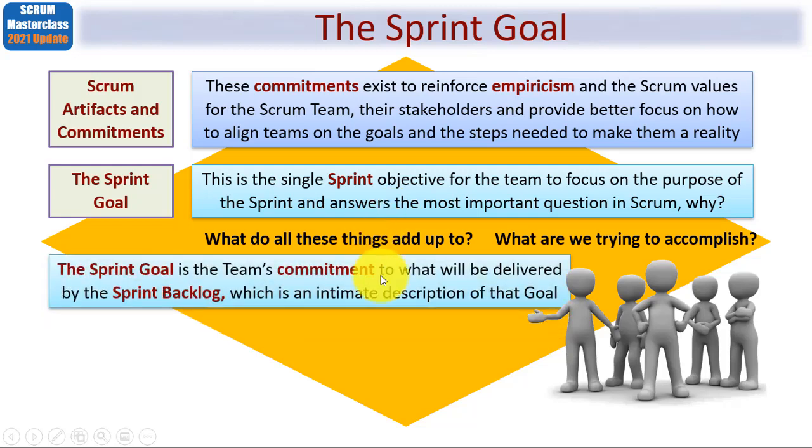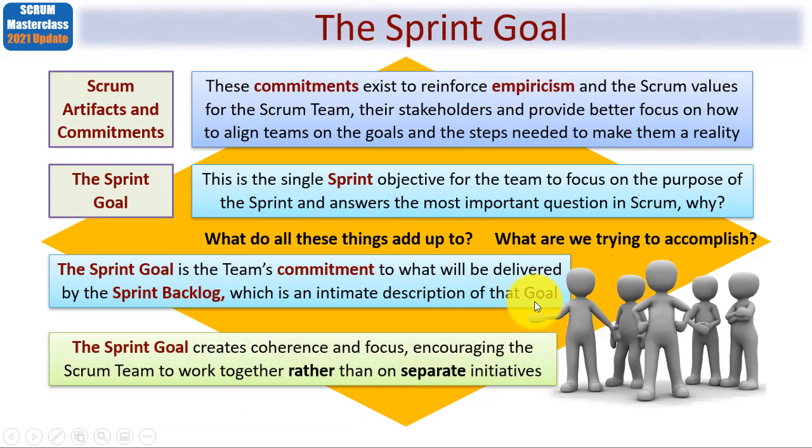You see, the sprint goal is the team's commitment to what will be delivered by the sprint backlog, which is an intimate description of that goal. Just a quick moment of reflection here. You'll recall you have the product backlog, which is a prioritized list of all of the features that need to be created during the project. And as part of sprint planning, the development team will, starting from the top of the product backlog, pull down from there those features which they believe can be converted into products or services during the upcoming sprint. And what they pull that into is called the sprint backlog. And as you can see, for a given sprint, what's in the sprint backlog is a direct reflection of exactly what they intend to achieve by the end of that sprint.